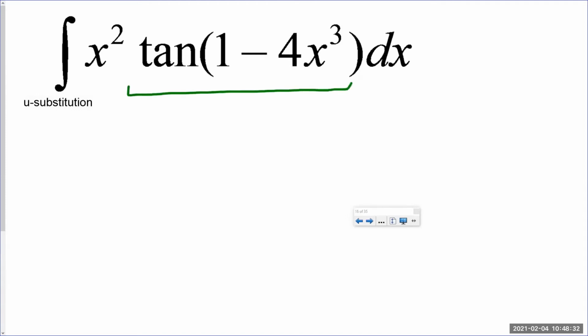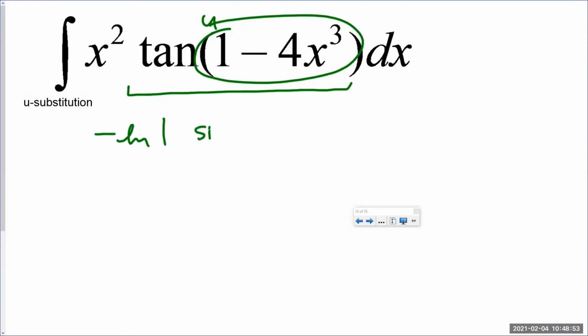Okay, I'm seeing this trig function here. I'm going to make this my u. If this is my u, I've got to have an integral of tangent u. Is there such a thing on my formula sheet? Yes. Okay, so what is the integral of tangent u? What'd you guys get? ln of what? Okay, so negative ln of, is it sine? 1 minus 4x cubed, plus c. Bam. Okay, everybody good there.